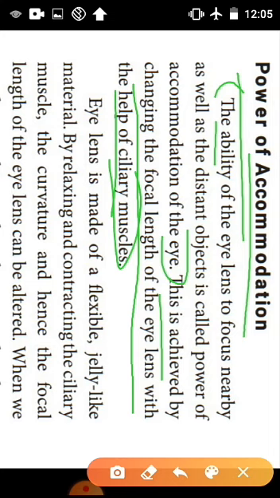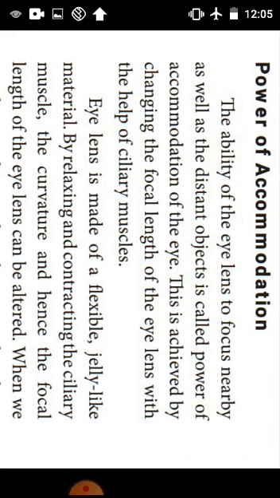Okay. So where is the eye lens located? The eye lens is located in between the ciliary muscles.